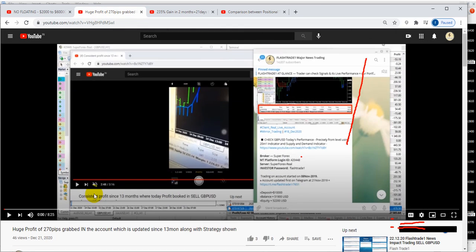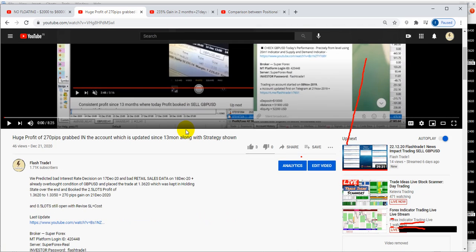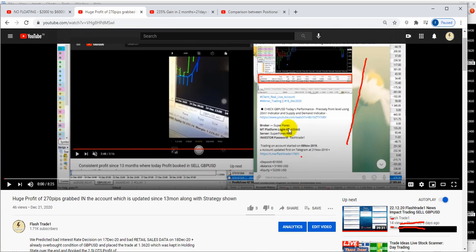This is our investor account. Anyone can view this account, because we have posted the investor details of this account. There are a majority of traders who are doing day trading and swing trading, and very few go for scalping and holding. So the investor details of this account are on the screen now.